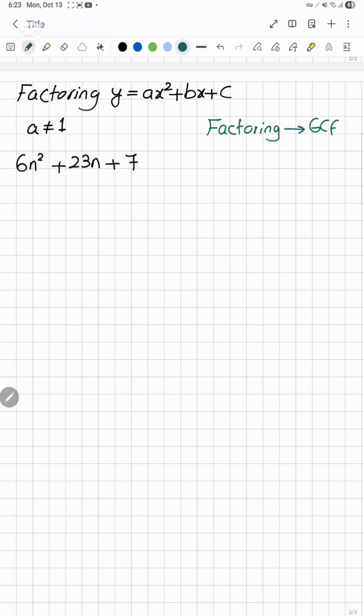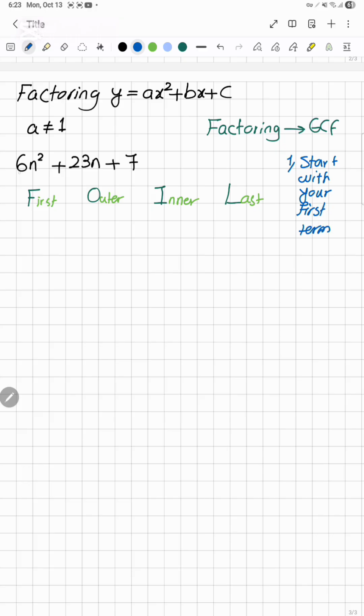Okay, over here in this example that I have written for you, there are no GCFs. So what you're going to do is go with FOIL. FOIL stands for first, outer, inner, and last. The very first thing you need to do in order to be able to use FOIL is to start with your first term. So I'm going to start with my first term.